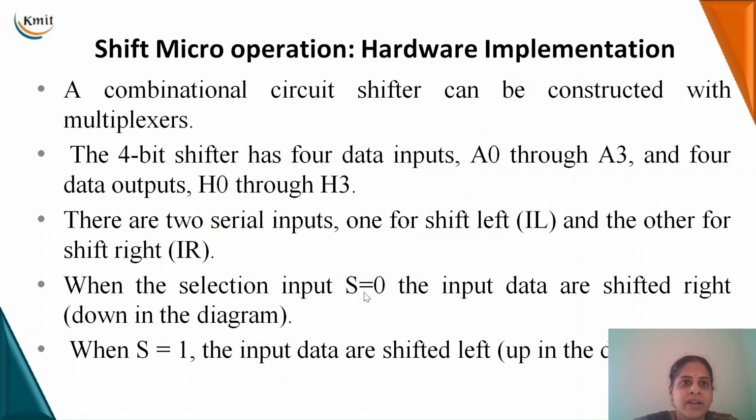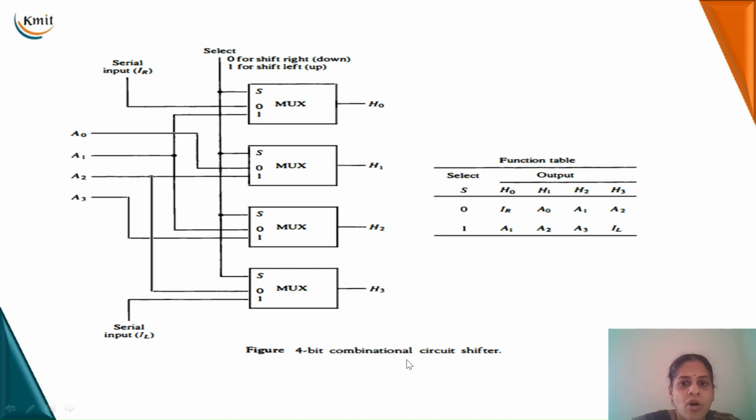Next, coming to the hardware implementation of shift microoperations, this can be implemented by means of a combinational circuit shifter. This can be constructed by means of a multiplexer. So this is a 4-bit combinational circuit shifter, which is constructed using 4 multiplexers, and there are 4 inputs A0, A1, A2, and A3, which are given as an input to the multiplexers. Apart from this, we have serial input, one for the right shift operation and one for the left shift operation. So the serial input for the right shift is represented by IR, which is nothing but 0.